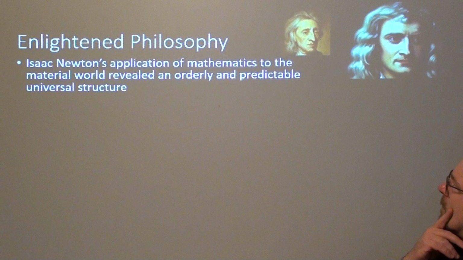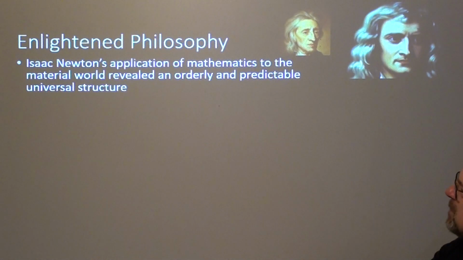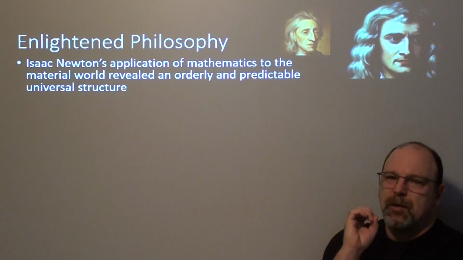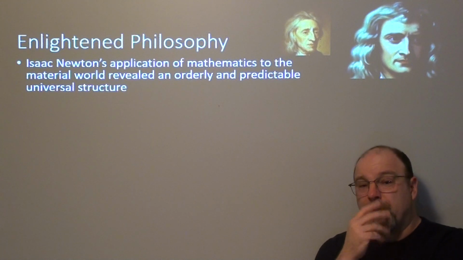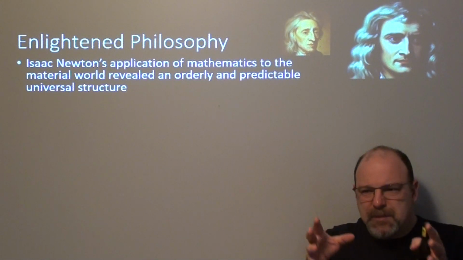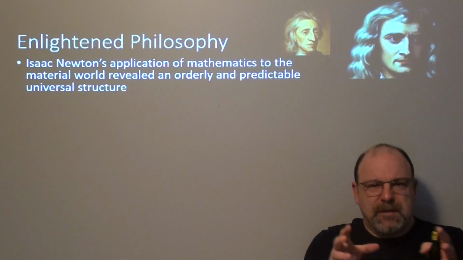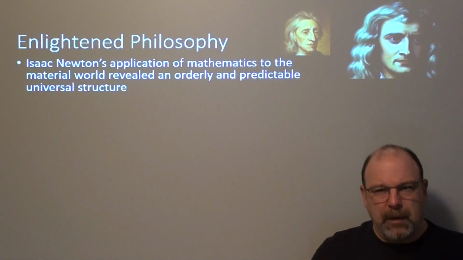All right, let's look at some of the philosophers. So Isaac Newton's application of mathematics to the material world revealed an orderly and predictable universal structure. Okay, and this is where even people like Sir Francis Bacon, the scientific method, the idea that we can trace the steps of progress through a series of steps, and that things can be logical, things can be orderly.